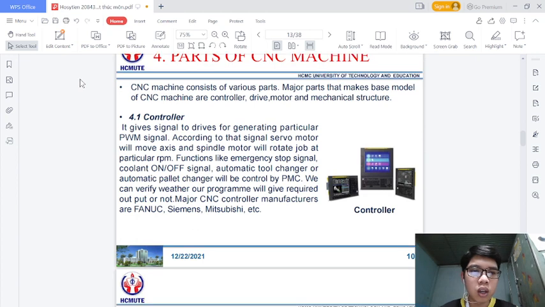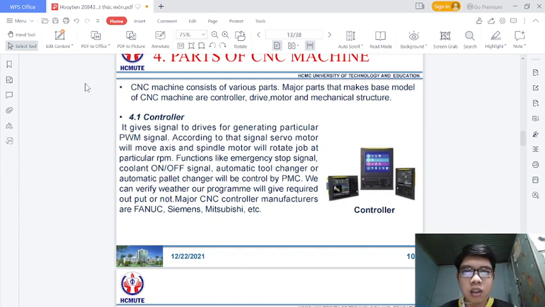4.1 Controller. It gives a signal to the drive for generating a particular PWM signal. According to that signal, the servo motor will move the axis and the spindle motor will rotate the job at a particular RPM.